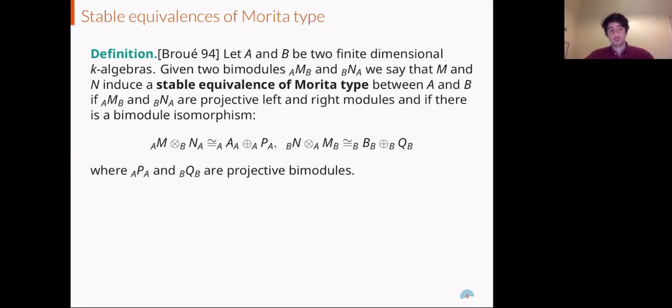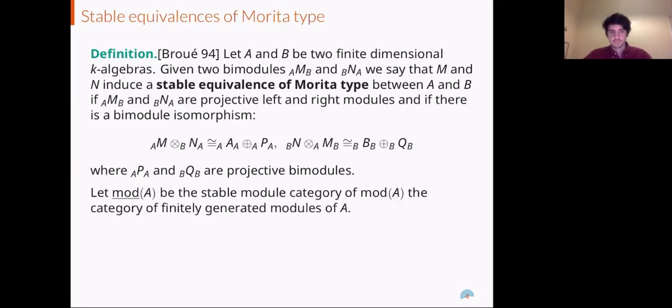And we can think about stable equivalences of Morita type as Morita equivalences in the stable module category.